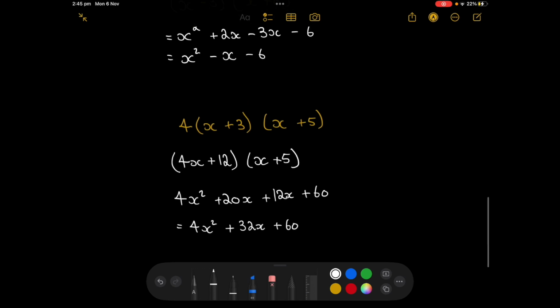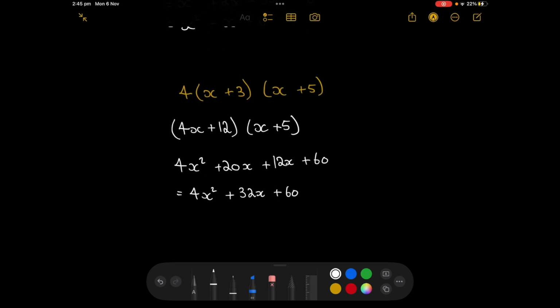Now, I encourage you to practice this further. It's a really key skill in algebra and in quadratics if that's what you're moving into, and it's really important that you nail it before moving on.